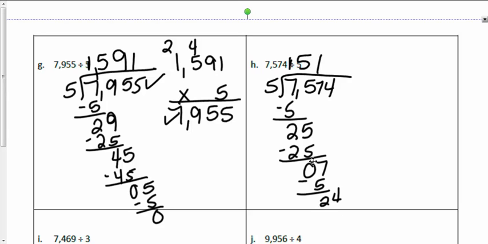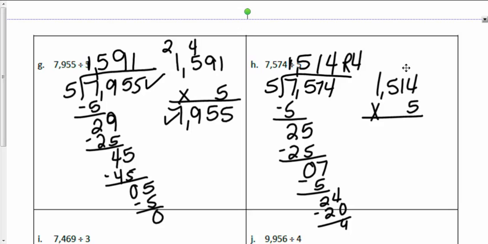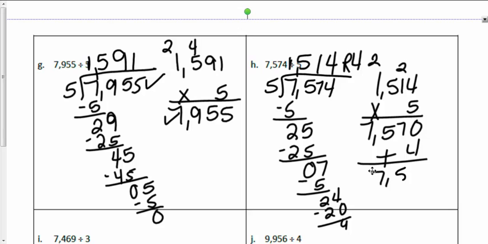24 ones divided by 5 would be 4, because 4 times 5 is 20, and that's going to leave me with a remainder of 4. So I've got 1,514. I'm going to multiply that times 5. 4 times 5 is 20. 1 times 5 is 5, plus 2 is 7. 5 times 5 is 25. 1 times 5 is 5, plus 2 is 7. I'm going to add my 4, so that gives me 7,574. So my answers do match.